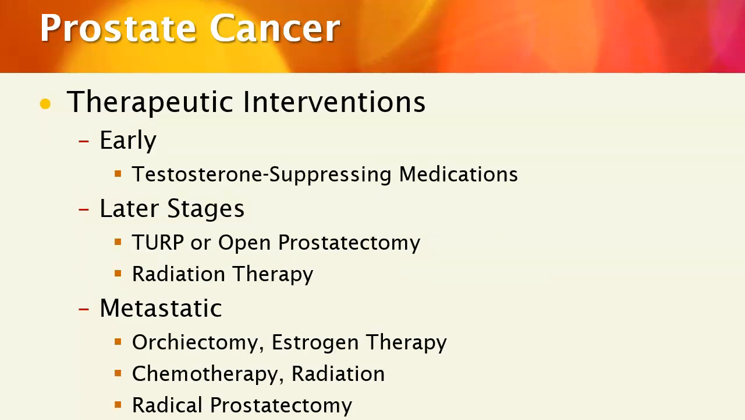Your surgical or therapeutic interventions for prostate cancer. So if you catch it early on, they can do some testosterone suppressing medications like Lupron or Zoladex. Those are common medications that they could give. For your later stages, that's where they'll do that TURP procedure or an open prostatectomy and radiation to kind of shrink down the tumor. If we're dealing with metastatic disease, now we're looking at more aggressive surgery.